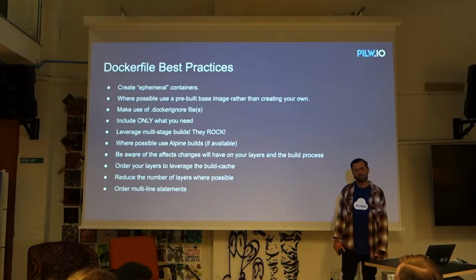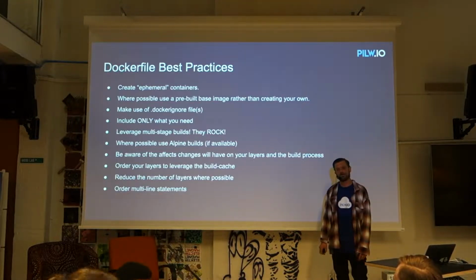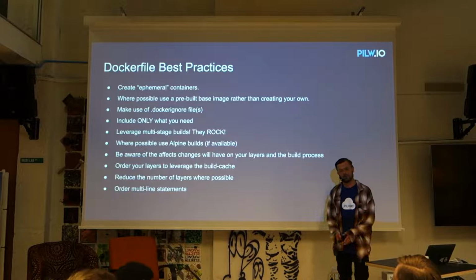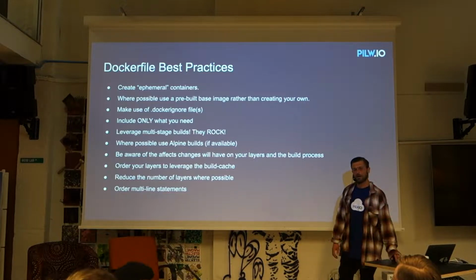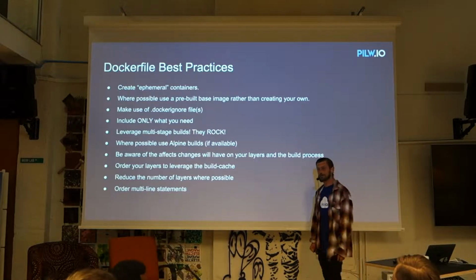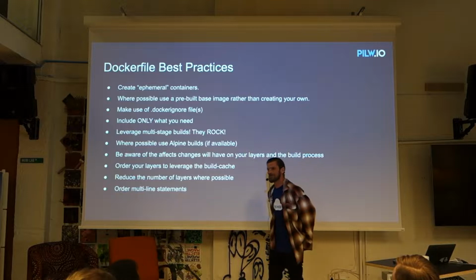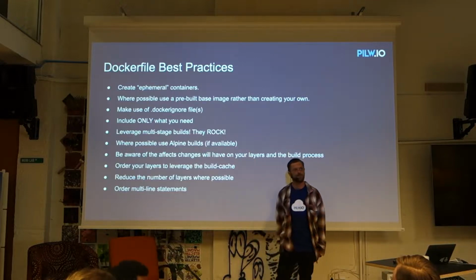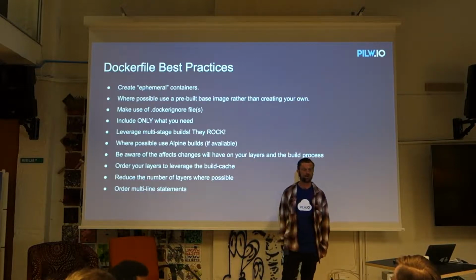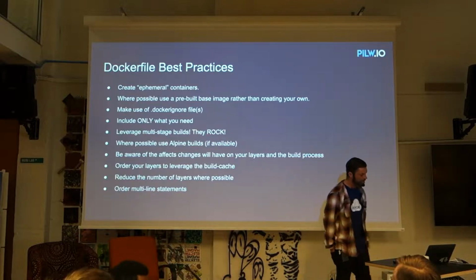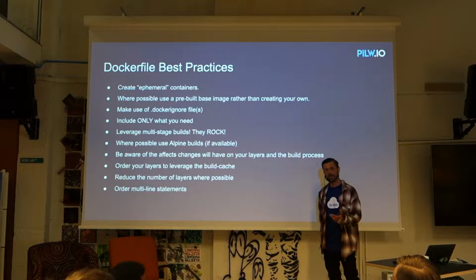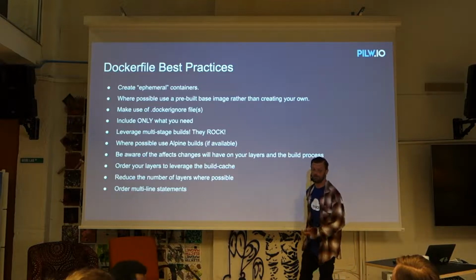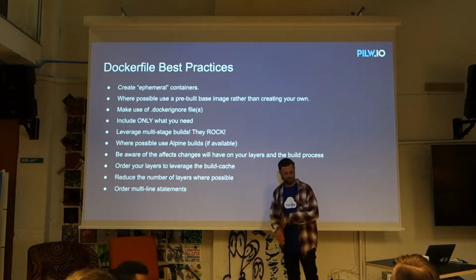When you said reduce the number of layers where possible, in some previous slides I got the impression that Docker is doing this for you automatically. It depends. It doesn't necessarily reduce them. It doesn't do it automatically per se. It does it based entirely on how you structure your instructions. It'll do what it can, but at the end of the day, depending on how you write the Dockerfile, it will pull up different layers.